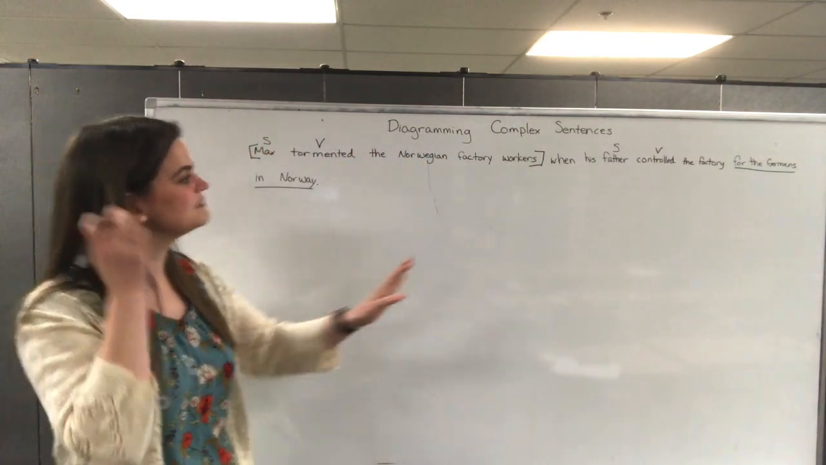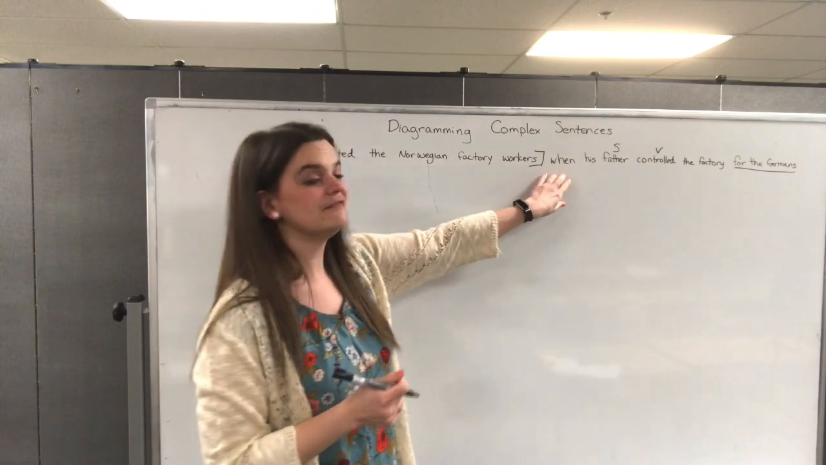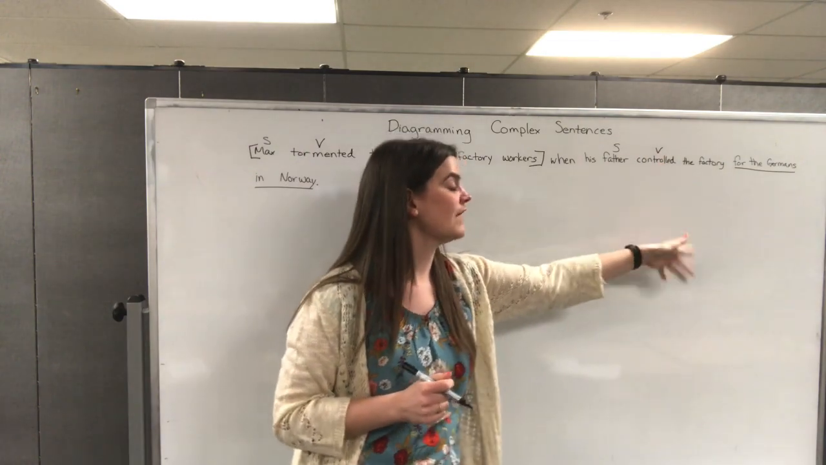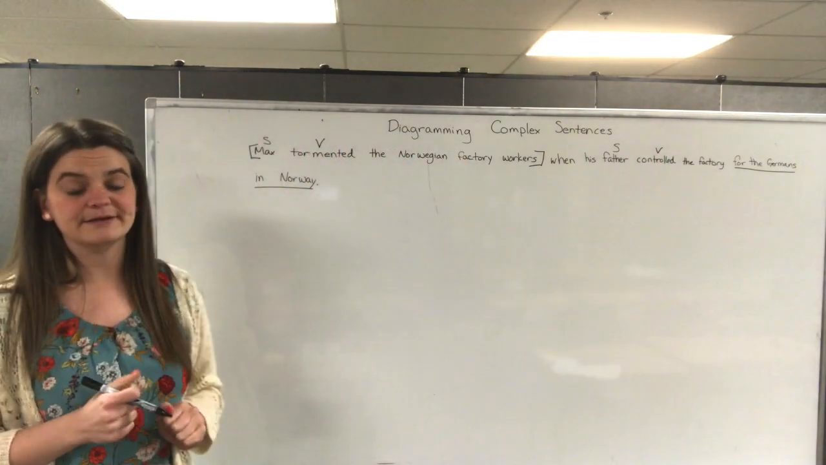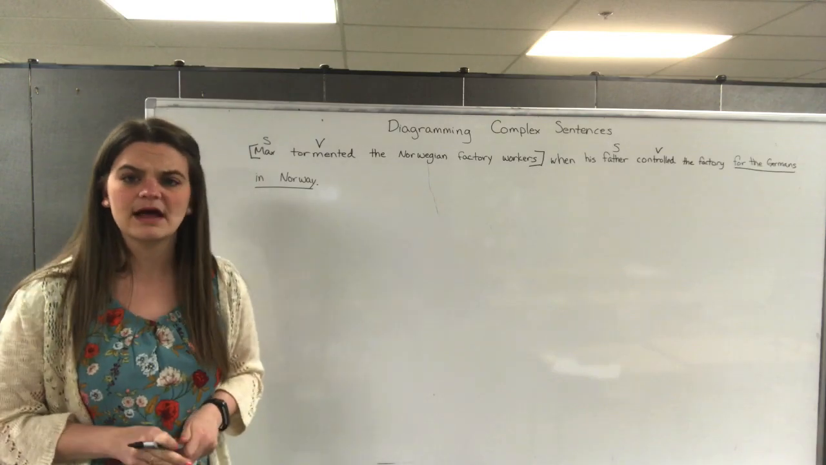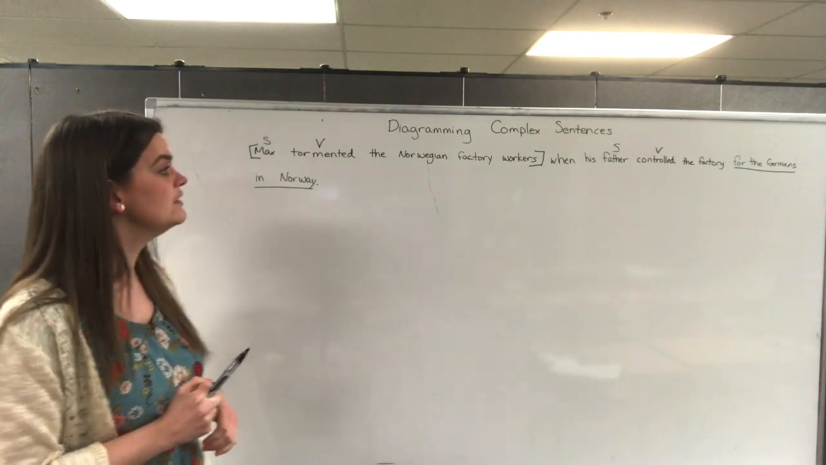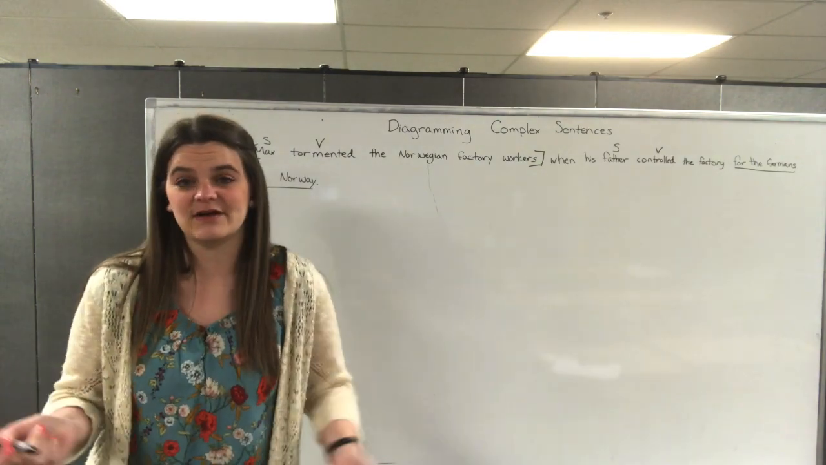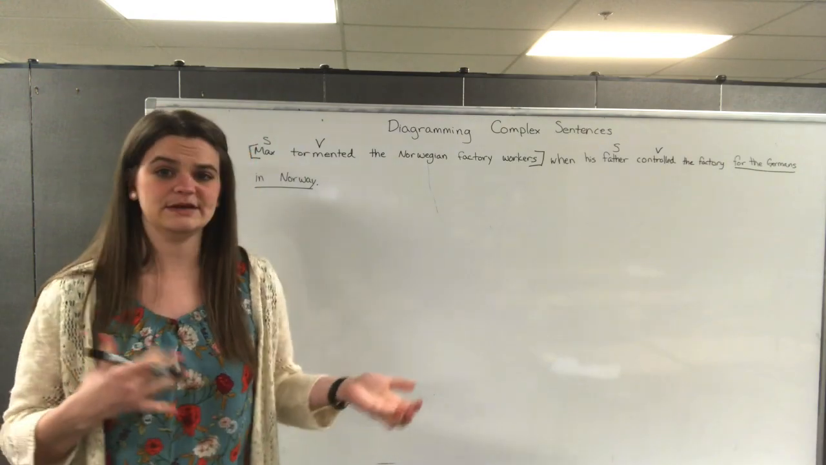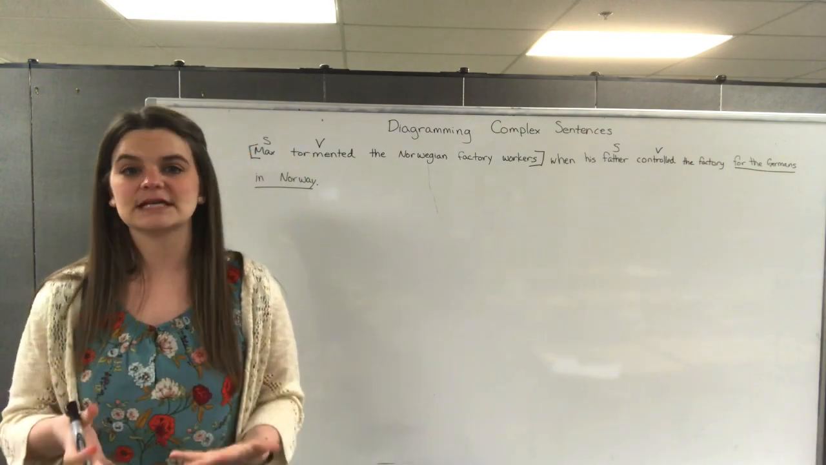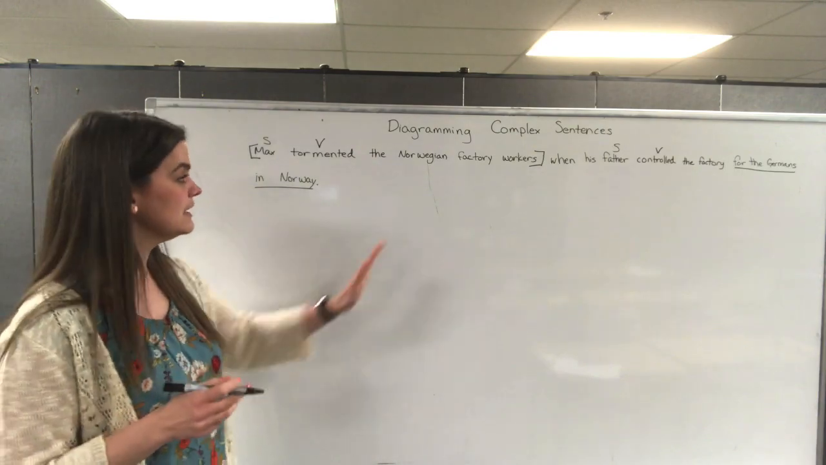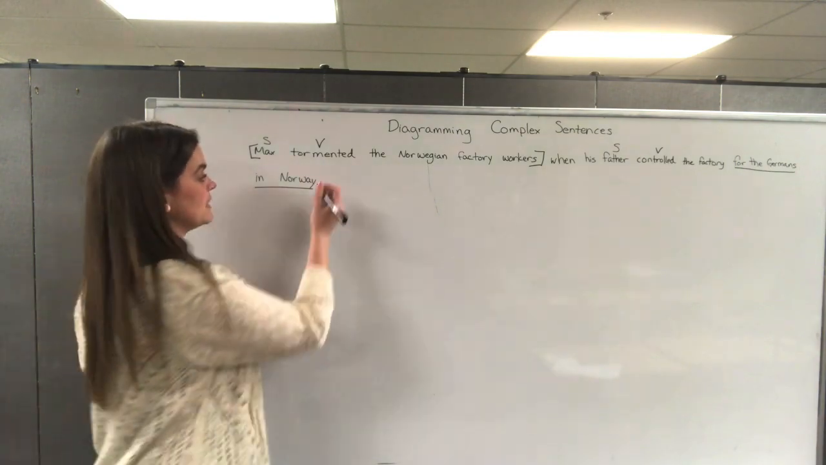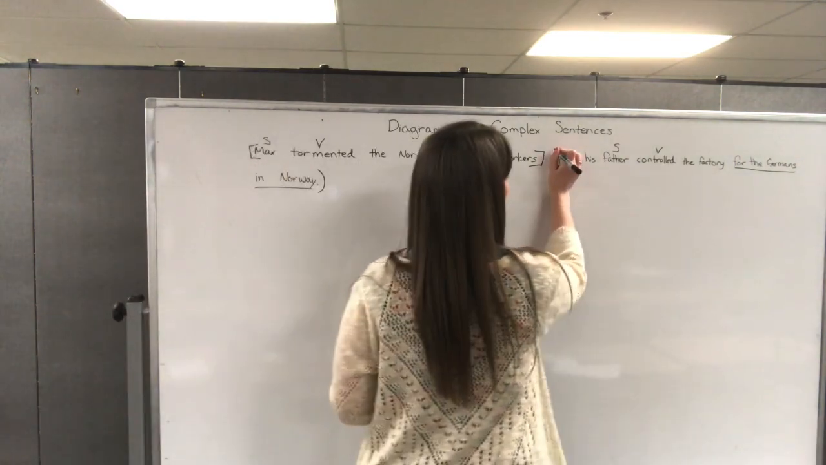All right, our next subject verb, his father. So we're looking for our next clause made up of a subject and verb. When his father controlled the factory for the Germans in Norway. Is that a complete thought? When his father controlled the factory for the Germans in Norway. That's not a complete thought. We want to know what happens when his father did this. Or what about when his father controlled it? So that's a dependent clause. We can't just put a period and a capital letter and call it a complete sentence. It doesn't make full sense. So that one we're going to put in parentheses to mark it as dependent.